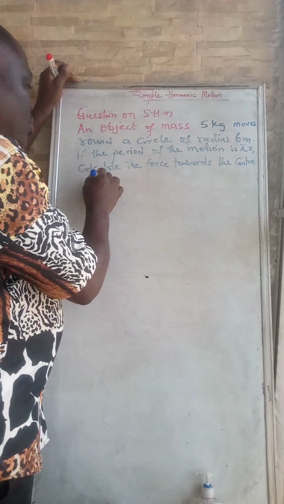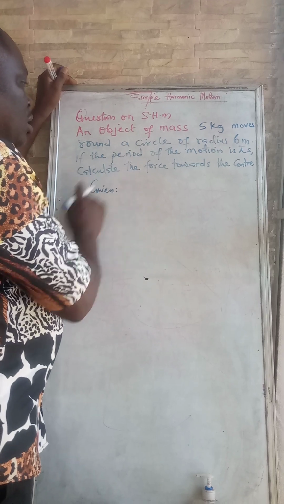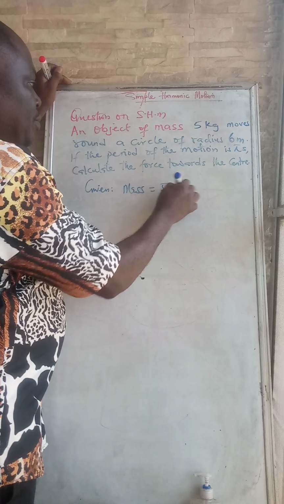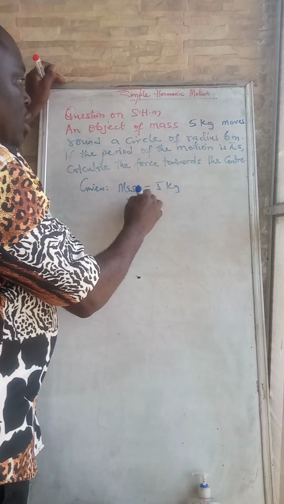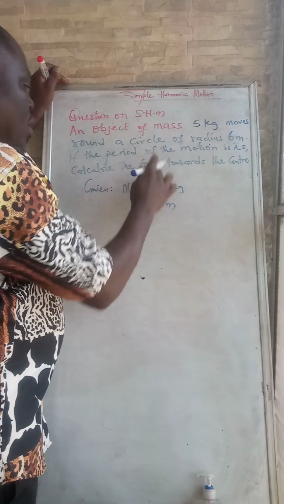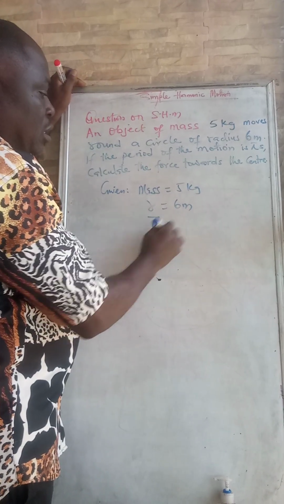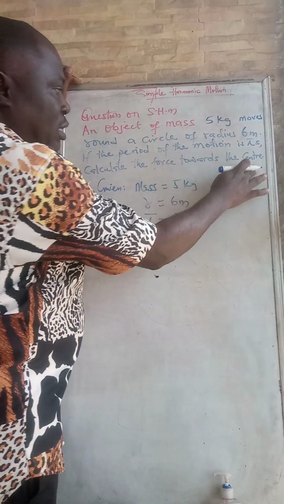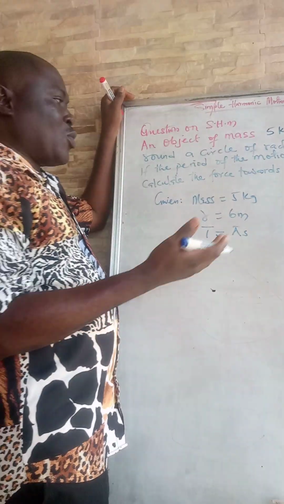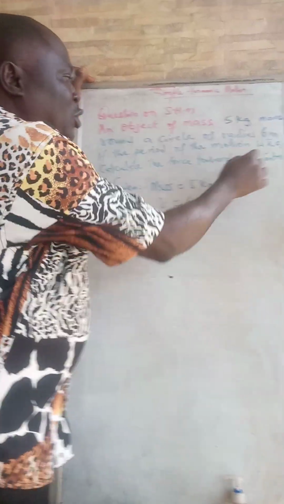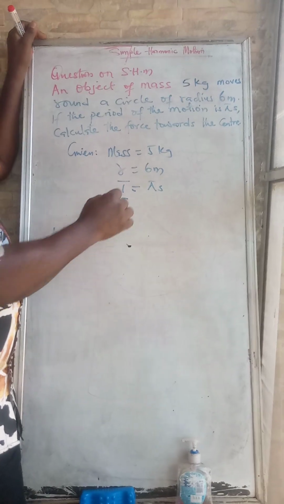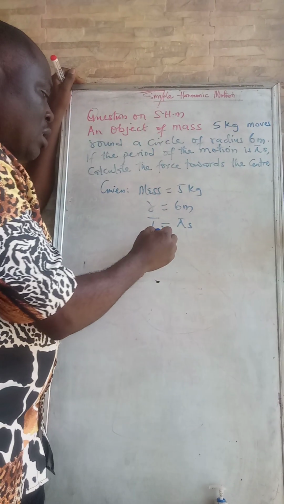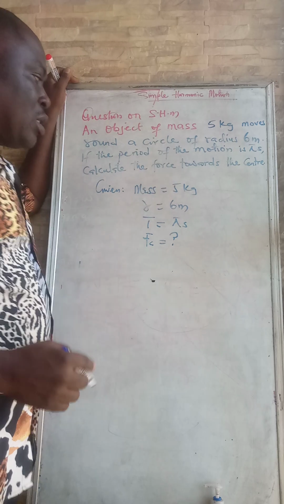So let's bring out the parameters as they are given. The mass is 5 kg and we have the radius here, which is 6 meters. We have the period, remember period is T, which is pi seconds, and we're asked to calculate the force towards the center. Here they just want to confuse us without mentioning exactly what it is. If you don't know the meaning of centripetal force, you may not know. Centripetal force is that force towards the center. So what we are looking for is this.